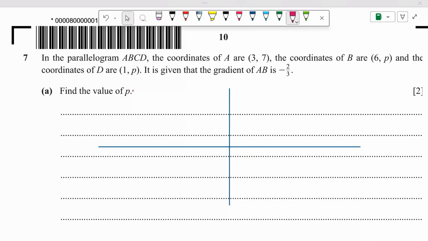Okay, we are going to start question number 7. In the parallelogram ABCD, the coordinates of A are (3, 7), the coordinates of B are (6, p), and the coordinates of D are (1, p). It is given that the gradient of AB is negative 2 over 3. Find the value of p.